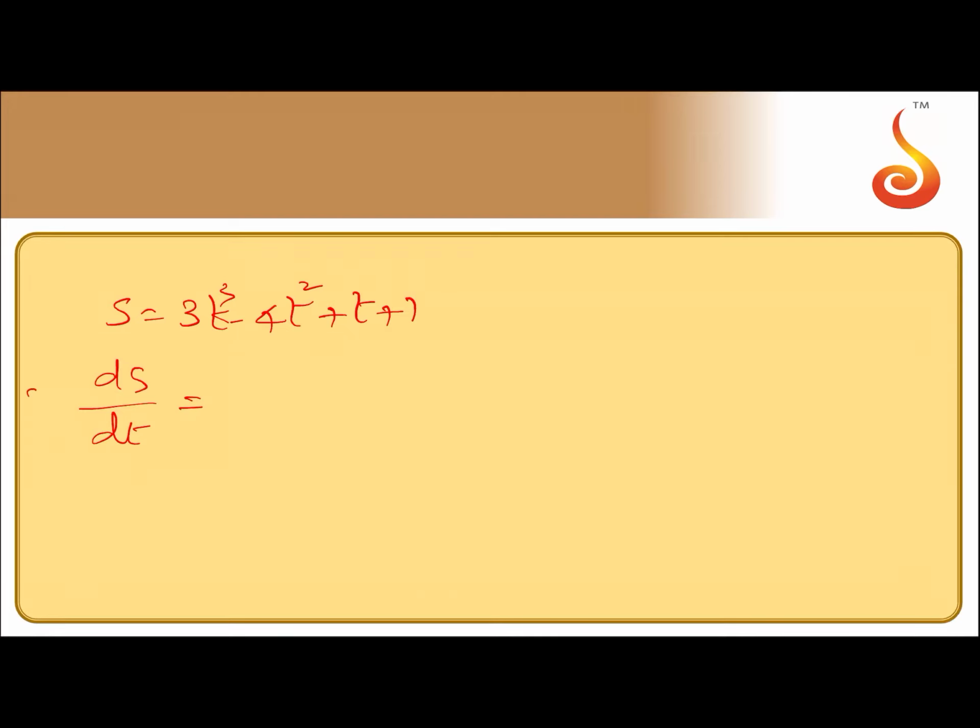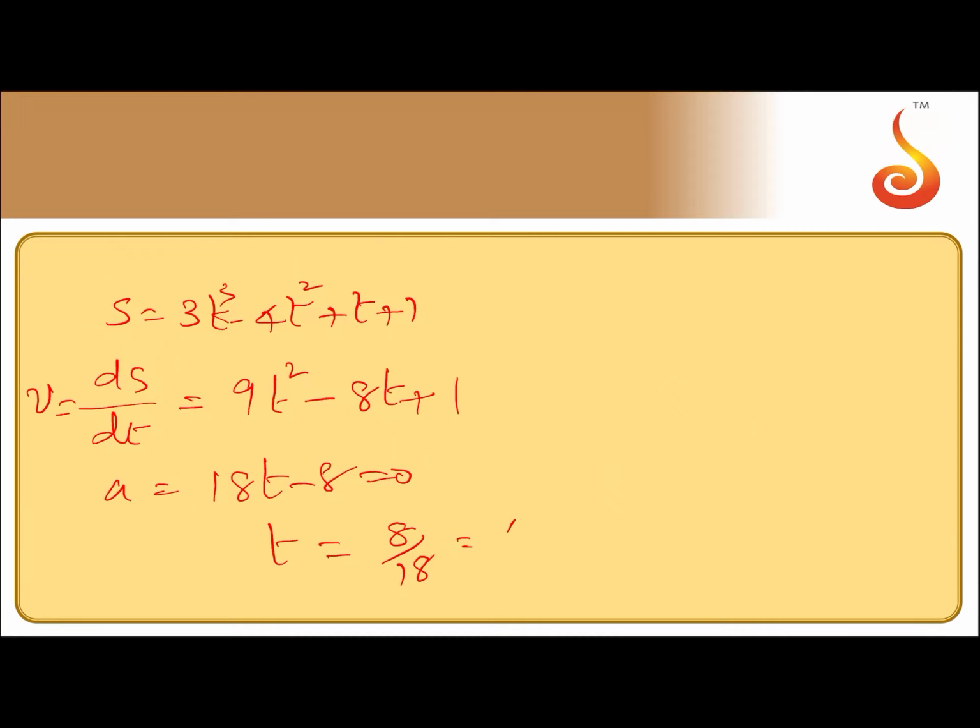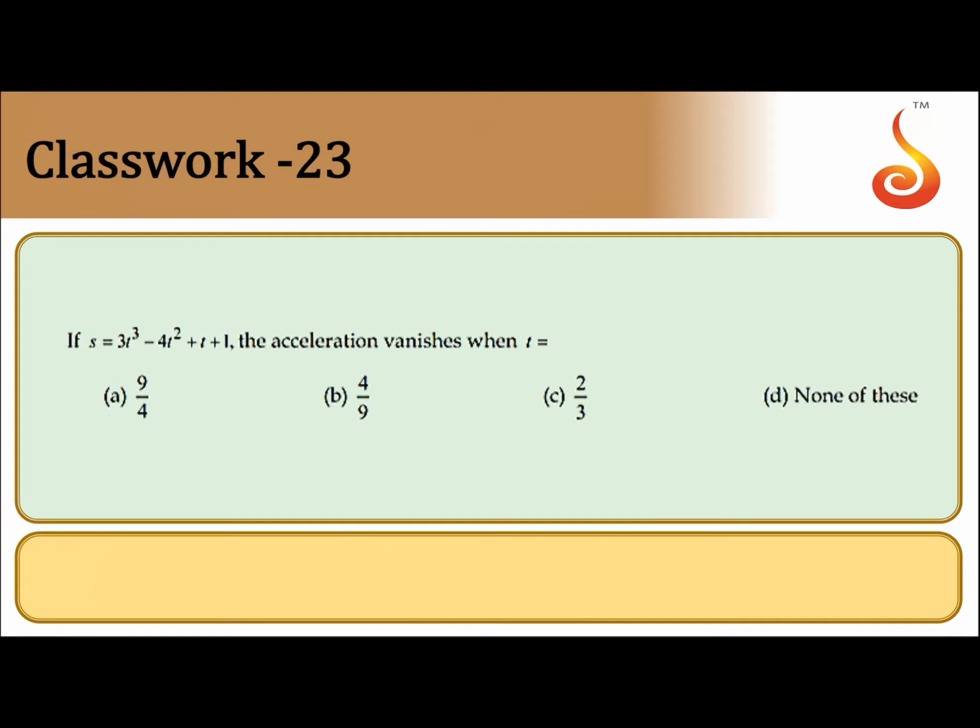So ds by dt is called the velocity. You'll get 9t square minus 8t plus 1, and the acceleration, again the derivative, is 18t minus 8, which is equal to 0. So clearly you would like to calculate the time at which the acceleration is 0. That gives t equals 8 by 18, which is 4 by 9. So the answer is 4 by 9 seconds.